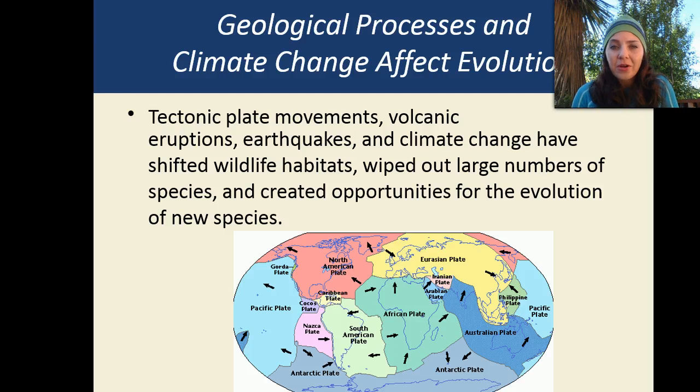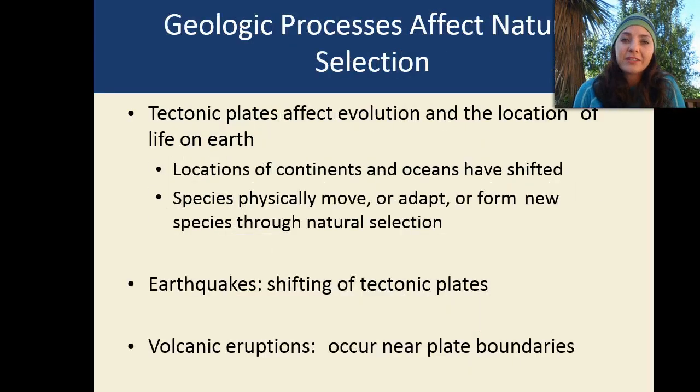You guys learned, convergent is colliding, divergent is dividing, transverse slip and slide, or at least that's how I taught it. So tectonic plates affect evolution and location of life on Earth because they're moving. So the location of the continents and oceans have shifted since the very beginnings of Earth. Species physically move, or they have to adapt to form new species through natural selection. Earthquakes occur, and this causes the shifting of the tectonic plates.